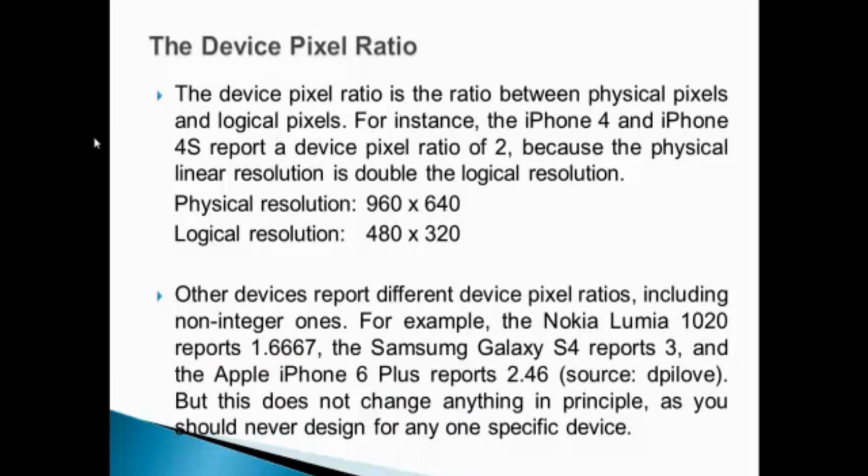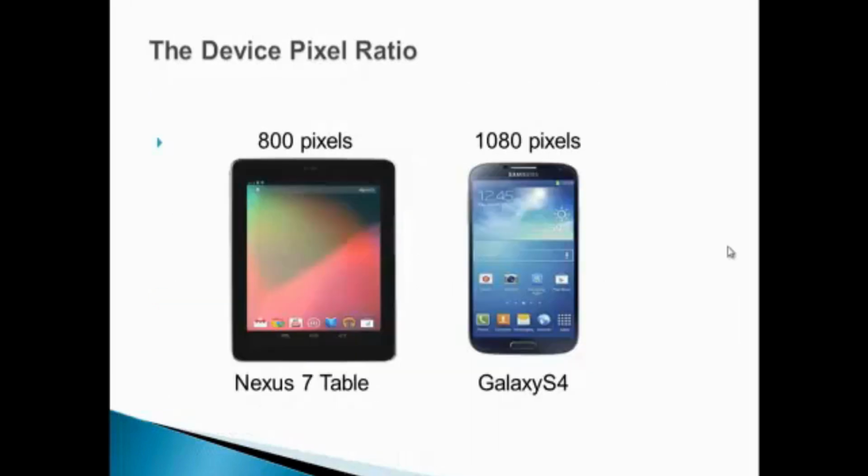Other devices report different device pixel ratios, including non-integer ones. For example, the Nokia Lumia 1020 reports 1.667, the Samsung Galaxy S4 reports 3, and the Apple iPhone 6 Plus reports 2.46. But this does not change anything in principle, as you should never design for any one specific device. Here we shall discuss the device pixel ratio based on two different devices.